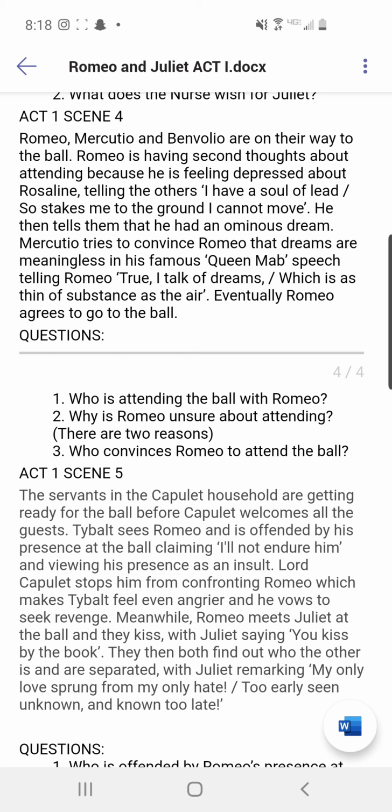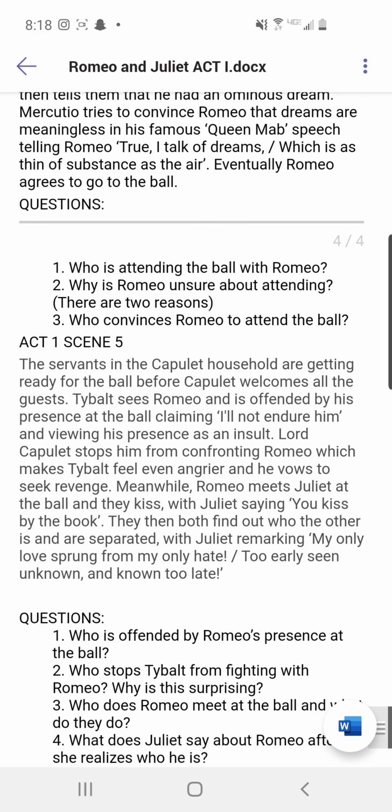Who convinces Romeo to attend? Of course, Mercutio does, by telling him that dreams are so full of it. They don't make any sense. They're not important. They are as thin of substance as the air. There's nothing to them. In the last scene of Act 1, the servants in Capulet's household are getting ready for the ball.